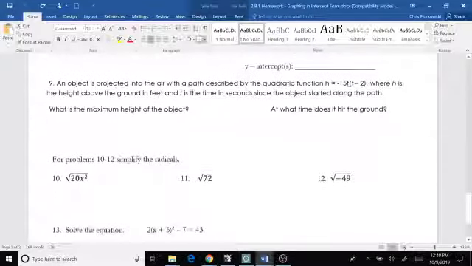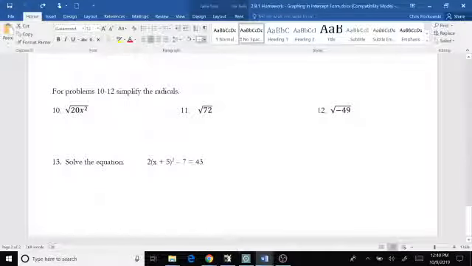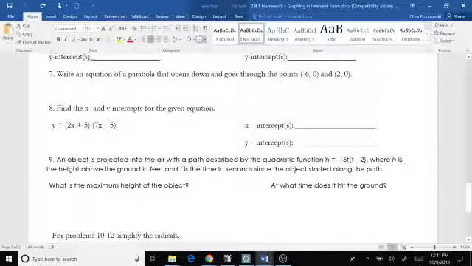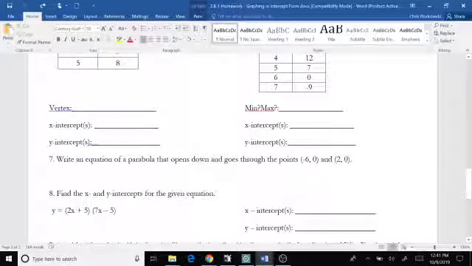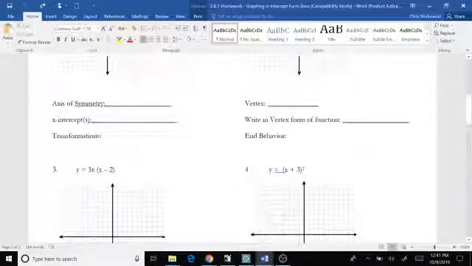So try these. I know some of them might be a little bit of a stretch. Simplifying radicals, you guys are good at that. Solving the equation, you're good at that. We'll probably have to come back to number 9 and talk about that one. But try these, especially the graphs.